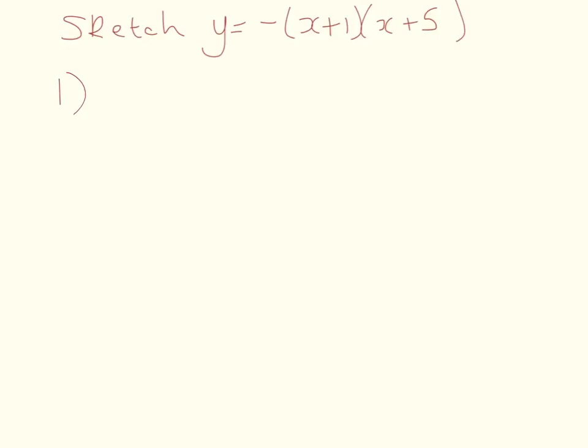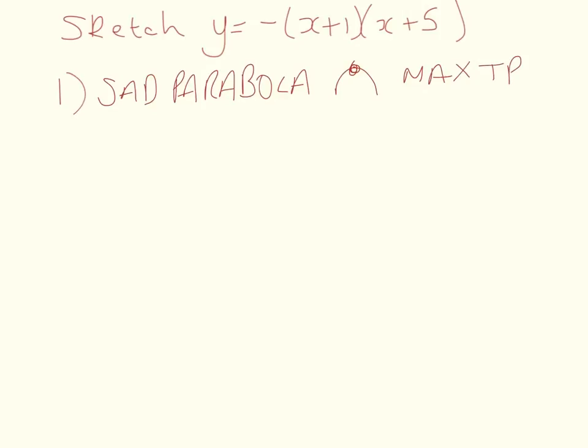So step 1, what we would need to do is multiply out our bracket and collect like terms. So we would have x squared plus 5x plus x plus 1. But we have got a negative in front of our bracket. A negative means it's a sad parabola. So a sad parabola means that it's going to be frowning. And if it's frowning, it's going to have a maximum turning point.